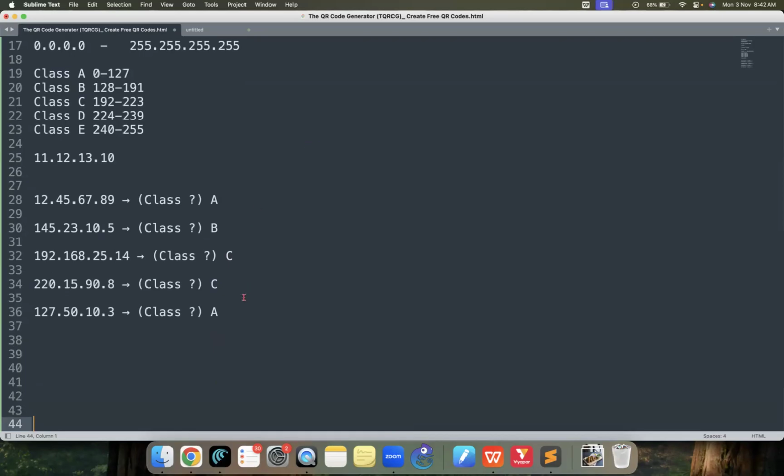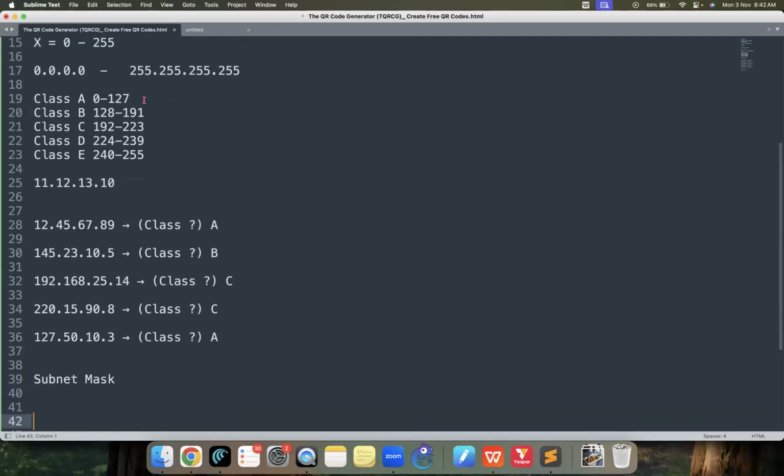So now it's easy to find out which class. It's purely based on the first value. Based on the first value, I can simply tell which class it belongs to. Now, there is a concept called subnet mask. Whenever you write an IP address in a computer, you also write a value like 255.0.0.0. You might have seen 255.0.0.0 or some other value that you write.